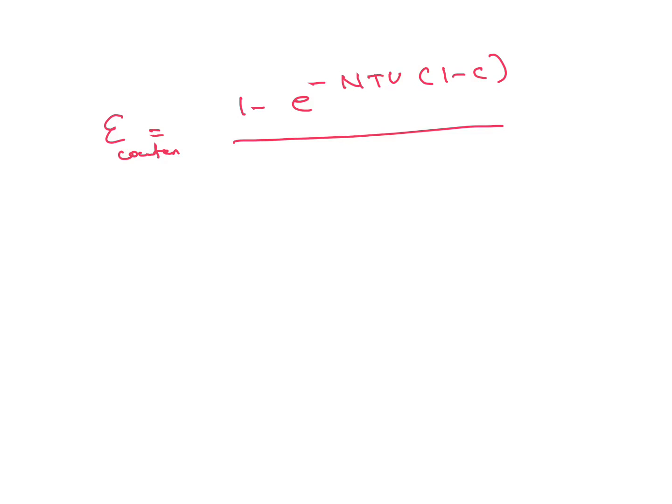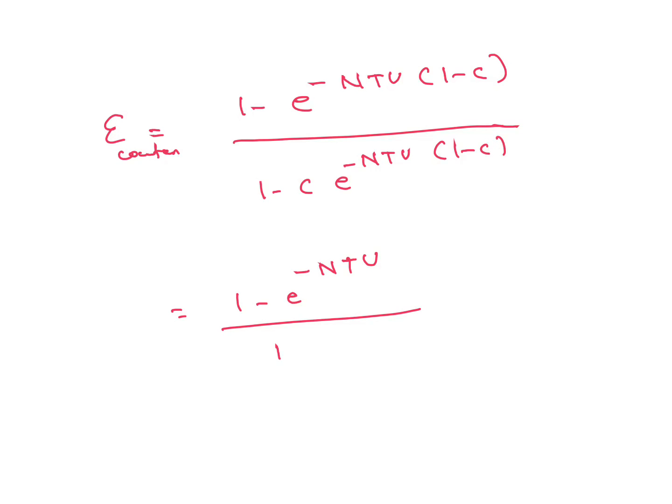For the counterflow heat exchanger also you can check. Effectiveness for counterflow is 1 minus e to the power minus NTU into 1 minus C, divided by 1 minus C into e to the power minus NTU into 1 minus C. C value is 0, divided by 1, NTU value is 2, so 1 minus e to the power minus 2. We are getting the same answer, B.